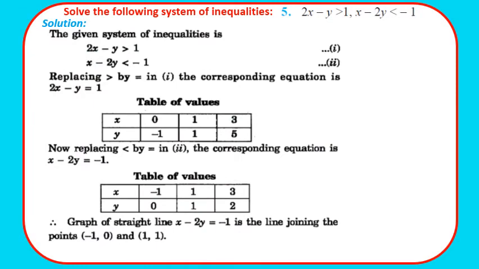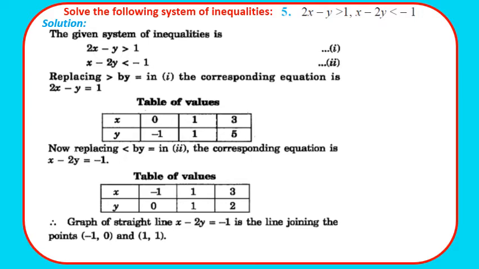Moving to question 5. Solve the following system of inequalities: 2x minus y greater than 1, x minus 2y less than minus 1. So writing the inequality 2x minus y equals 1 and putting the values, we get x equals 0 when y is equal to minus 1, x equals 1 when y is equal to 1, and x equals 3 when y is equal to 5. And the second one is x minus 2y equals minus 1. So x equals minus 1 when y is equal to 0, x equals 1 when y is equal to 1, and x equals 3 when y is equal to 2.